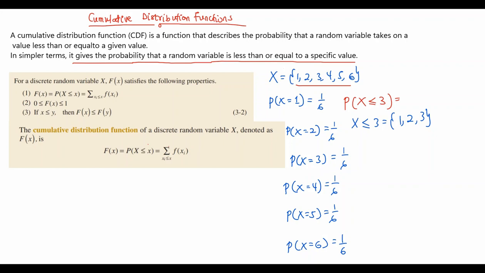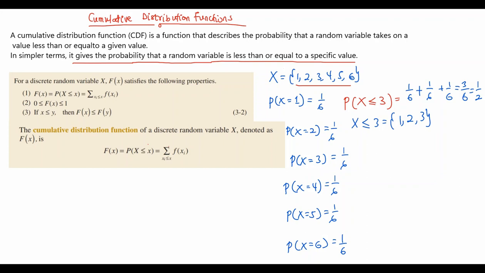The probability of getting x equals 1 is 1 over 6, plus the probability of getting x equal to 2, which is 1 over 6, plus the probability of getting x equal to 3, which is also 1 over 6. Then you get 3 over 6, which is the same as 1 over 2. So that will be the cumulative distribution for values of x less than or equal to 3. This is what the cumulative distribution function is about.